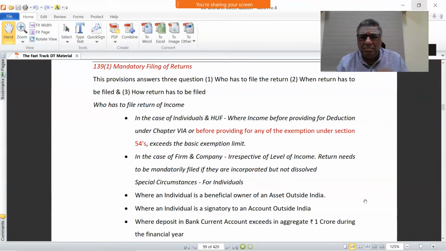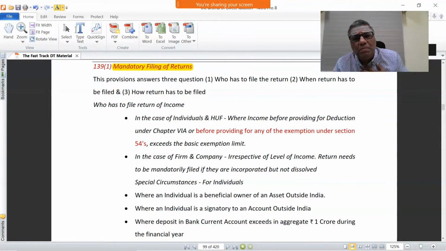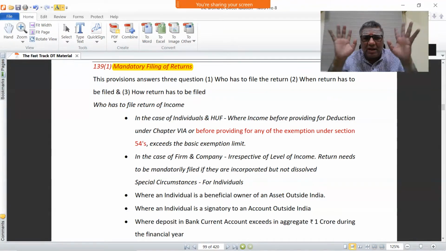Section 139 makes it mandatory to file returns. Though the section heading is mandatory filing of returns, it is only speaking about voluntary compliance. Though you see the section as mandatory filing of returns, actually it speaks about voluntary compliance with the returns.